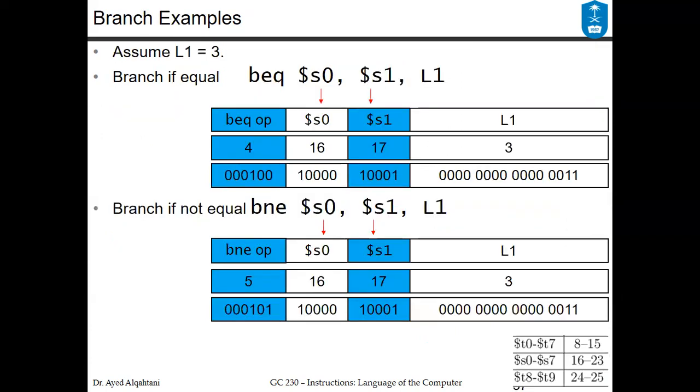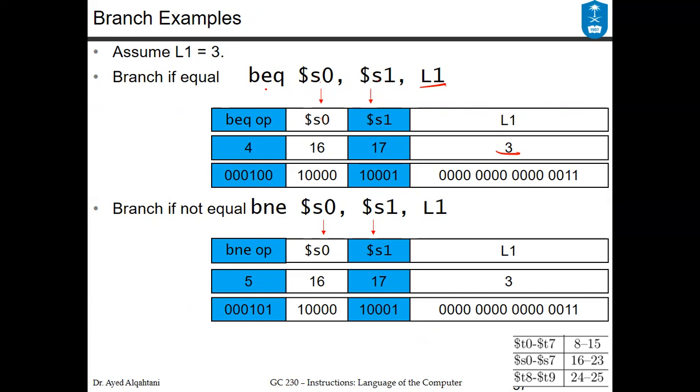Now, starting with the branch, assuming that L1 is equal to 3. If we have this instruction, this is one of the simplest conversions from assembly to machine code, because S0 is right there, S1 is right there. Meaning this is the RS here, this is the RT here.